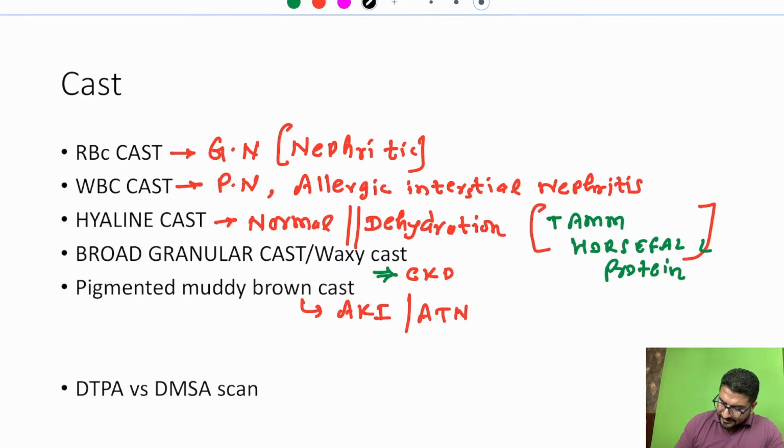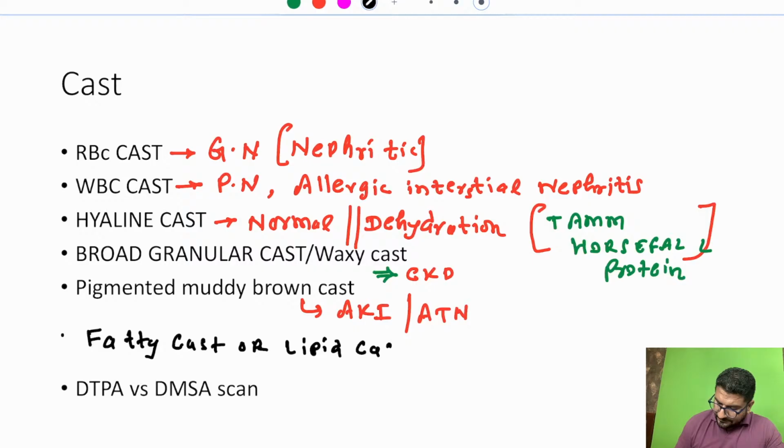One more cast that I will tell you here is called your fatty cast. We can call this fatty cast or lipid cast. This is something which we see in nephrotic syndrome.